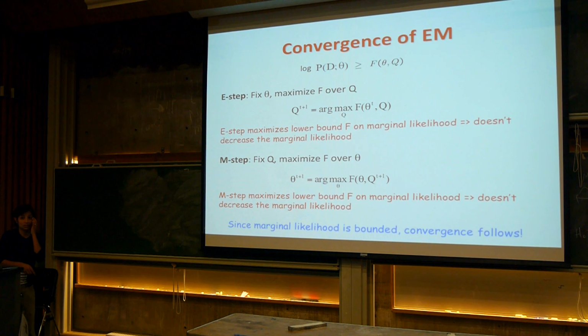Does that make sense? Because the marginal likelihood is bounded, you're always going on increasing it. At some point, you're going to hit the maximum value, at least a local maximum. And therefore, EM always converges.